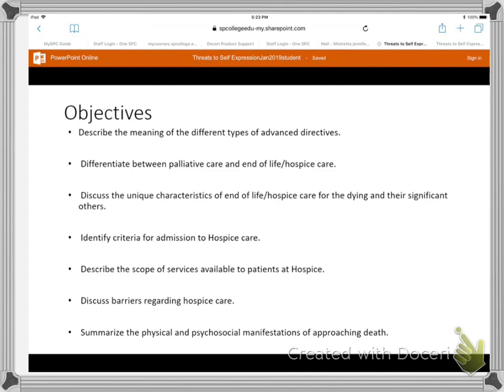So we're going to talk about the different types of advanced directives. Different types of palliative care and end-of-life hospice care. Discuss the characteristics of hospice and end-of-life and caring for the patients and their dying patients and their significant others.